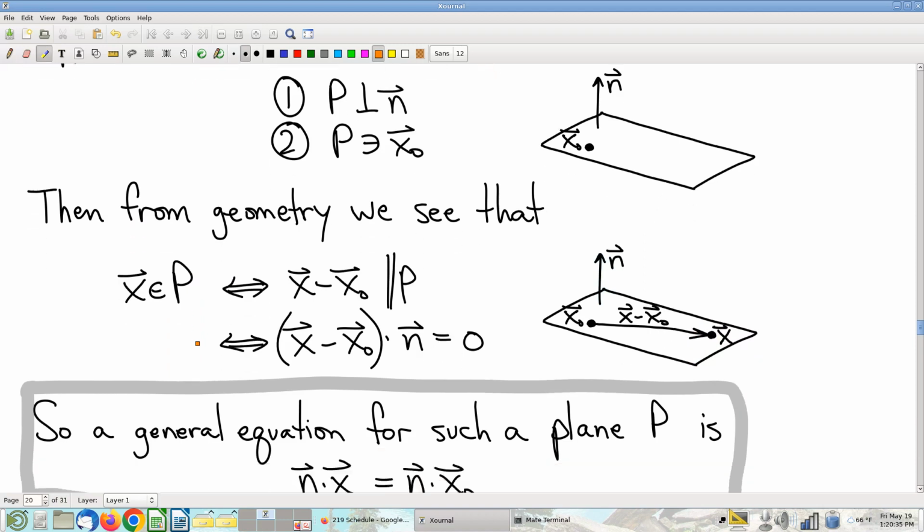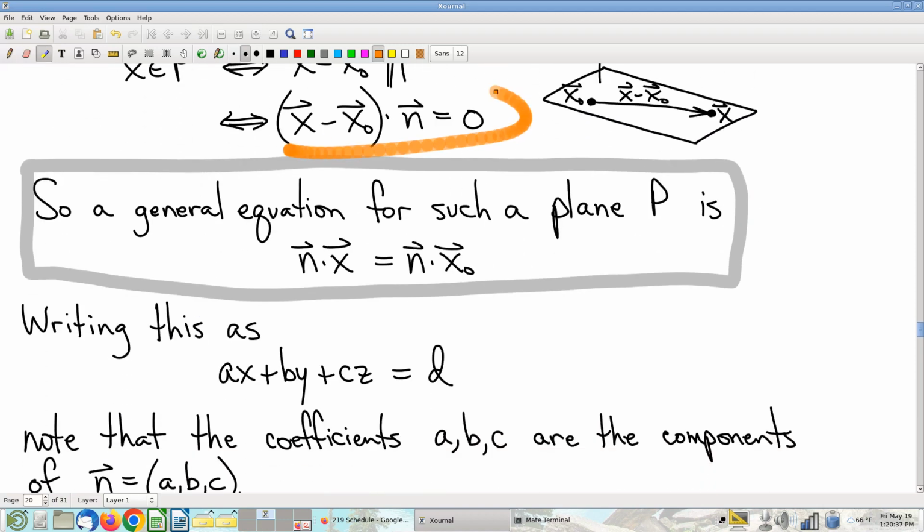And very often we kind of distribute and move terms around just for aesthetics. Right? I think it kind of rolls off the tongue a little better as n dot x equals n dot x naught. I don't know. You don't have to. It doesn't matter. They're the same. They're totally equivalent.